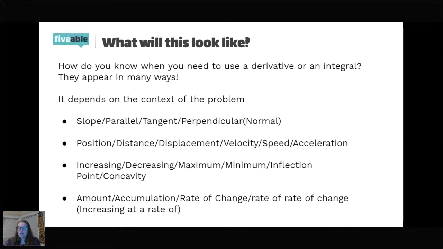Those are just some ways you could see it in the context of a graph or in any kind of problem. But then we also need to make sure we can apply that to different situations, more in context situations, such as position, distance and displacement, velocity and speed, and acceleration. Depending on where you are, for example, if you're looking for velocity and they've given you position, do you need a derivative or an integral? So if you're looking for velocity and they've given you the position, you have the position. Good, derivative.